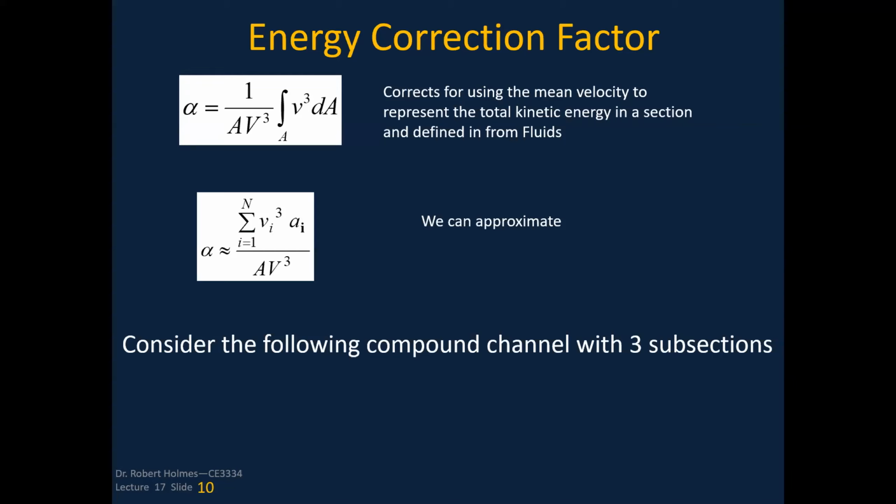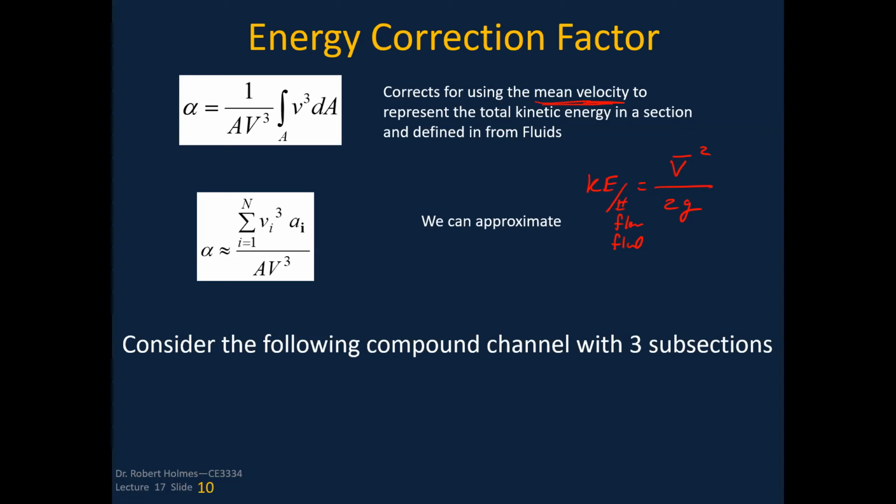Now I want to deviate just slightly here and talk about the Coriolis coefficient, or the energy correction factor. We need this because we end up using the mean velocity for the most part to estimate the kinetic energy. So we have the mean velocity squared divided by 2g. That is our estimate of the kinetic energy per pound of flowing fluid. And we know that that is not always a good estimate.